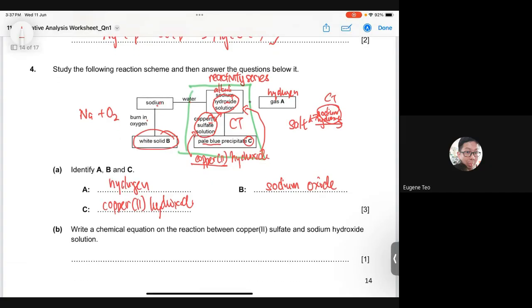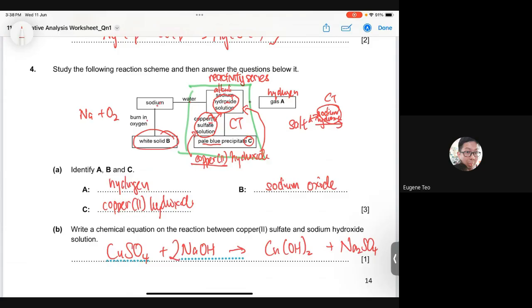Then write a chemical equation for copper 2 sulfate and sodium hydroxide. So you know that you're going to get copper 2 sulfate, CuSO4, plus sodium hydroxide, NaOH. I am going to get copper 2 hydroxide, which is Cu(OH)2. Actually, what's happening here is the ions just swap. So then I will get Na2SO4. There I don't need state symbols. Okay, that's good. Next, I just need to balance.